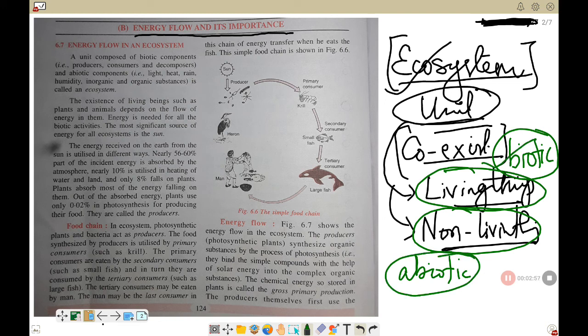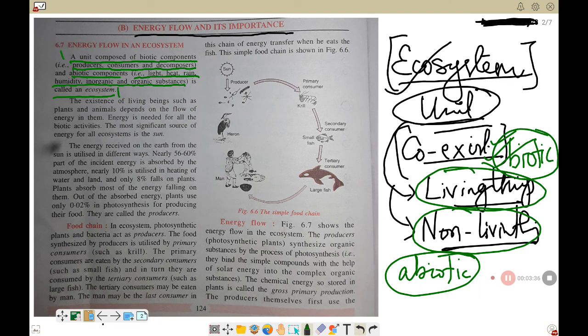So what are biotic? Biotic means living things, like the one which produces food, the one which eats food. Understand? So basically they are producers, consumers, and decomposers. And abiotic components are what? Light, heat, rain, humidity, inorganic and organic substances, meaning those substances which are not living. Understand? So a unit composed of biotic and abiotic components is called ecosystem. So this would be the definition of ecosystem. You can underline this.